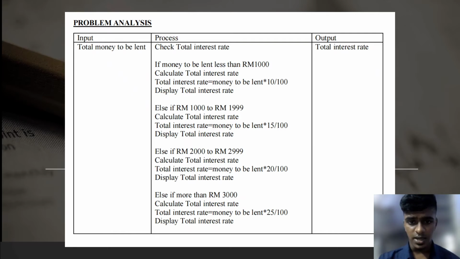Display total interest rate. Else if ringgit Malaysia 2000 to ringgit Malaysia 2999, calculate total interest rate. Total interest rate equals money to be lent times 20 per 100. Display total interest rate. Else if more than ringgit Malaysia 3000, calculate total interest rate. Total interest rate equals money to be lent times 25 per 100. Display total interest rate. The output will be the total interest rate.